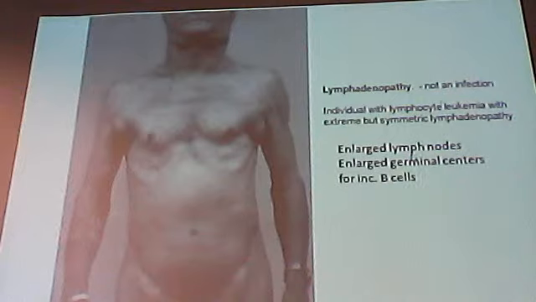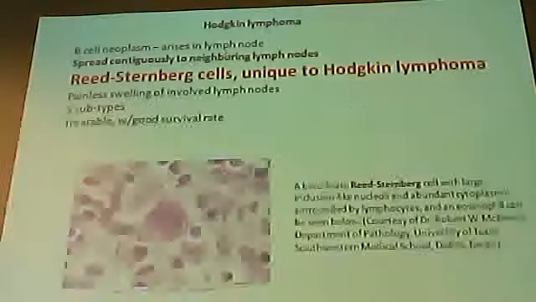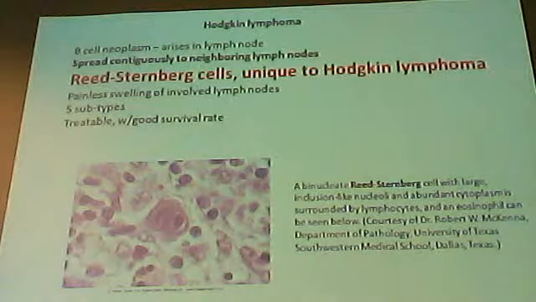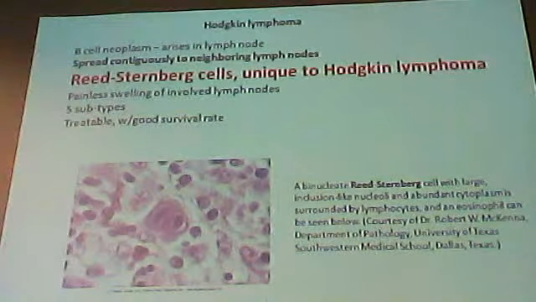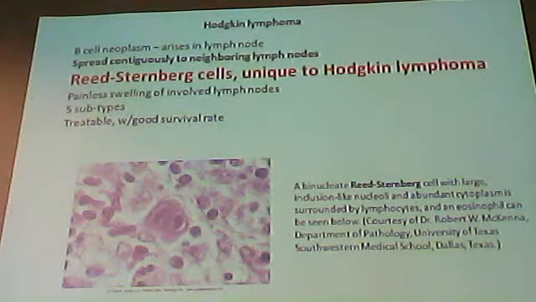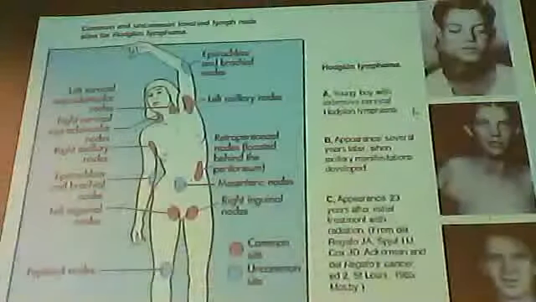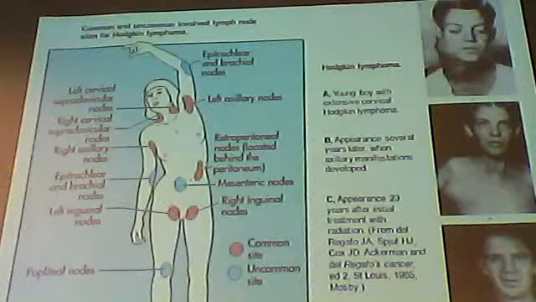Lymphadenopathy: it's not an infection, but you get enlarged lymph nodes, enlarged germinal centers, and an increased B-cell count. Hodgkin's lymphoma has Reed-Sternberg cells, which are the unique component of Hodgkin's lymphoma. If you don't have the Reed-Sternbergs, then it's non-Hodgkin's, which can be a bunch of different types. Whereas Hodgkin's spreads continuously. Hodgkin's lymphoma can affect all of these different parts, and that's pretty much it.